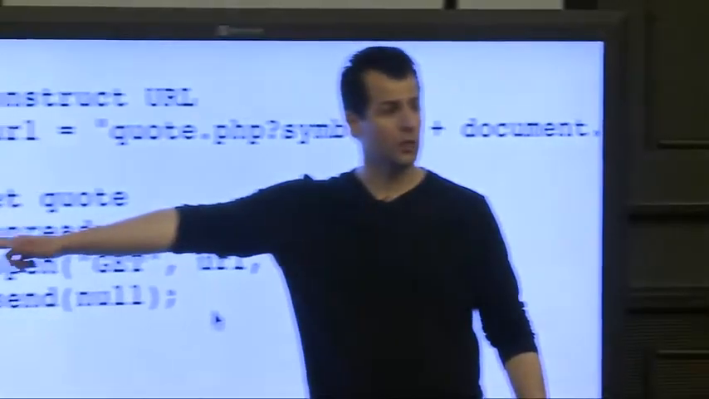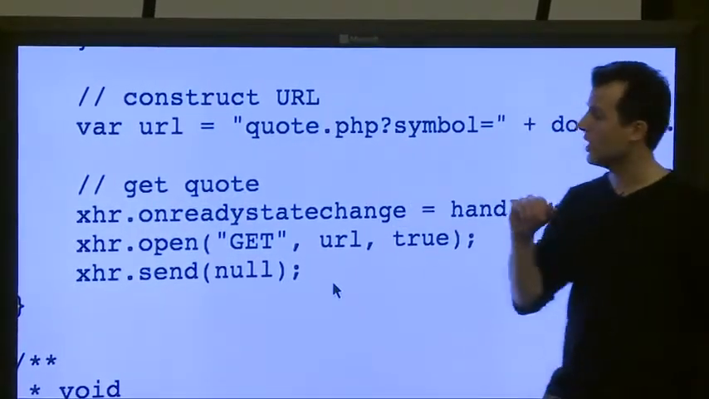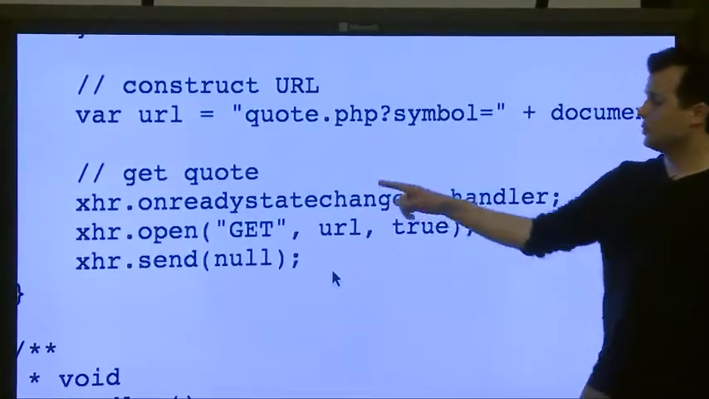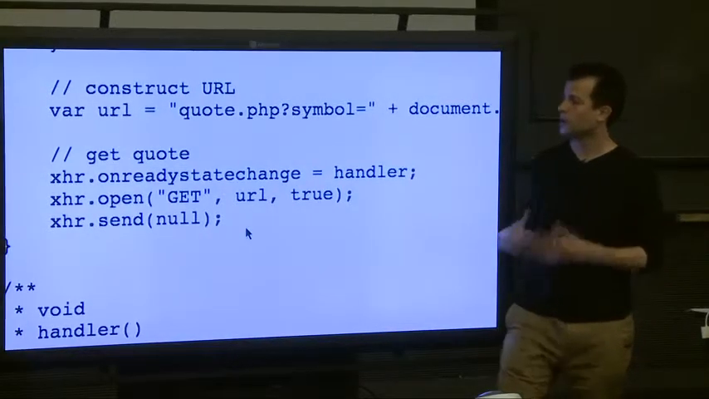My XHR object, which again is my sort of gateway to the server for this feature called AJAX, has a horrible property name, onReadyStateChange. What am I going to call? Call my handler function. So in a moment, we'll see a function called handler. And this is just my way of saying, hey, special object, when you change state, when you turn on, when you turn off, call this function so I can check what's going on, is what that boils down to.